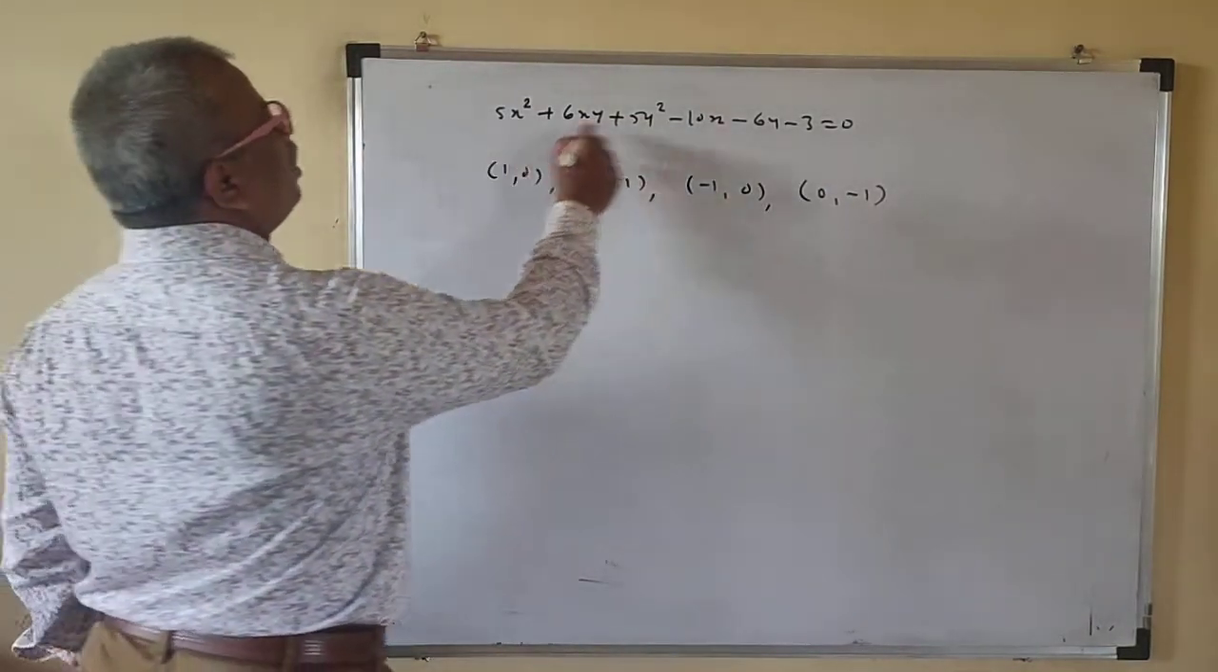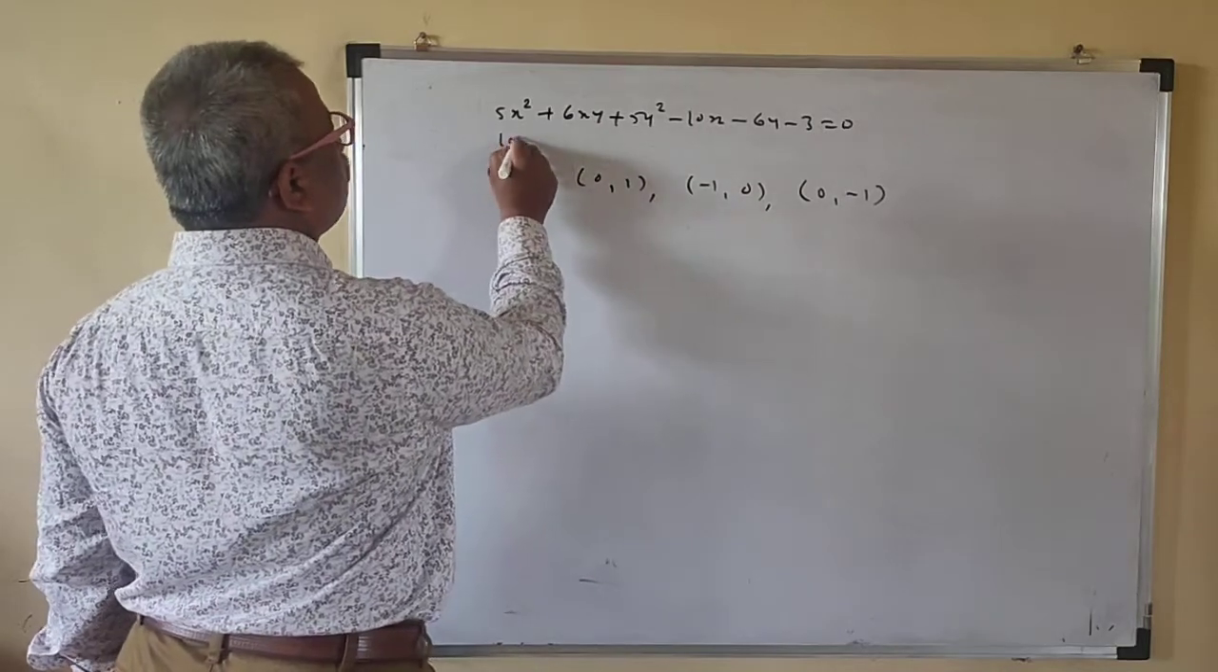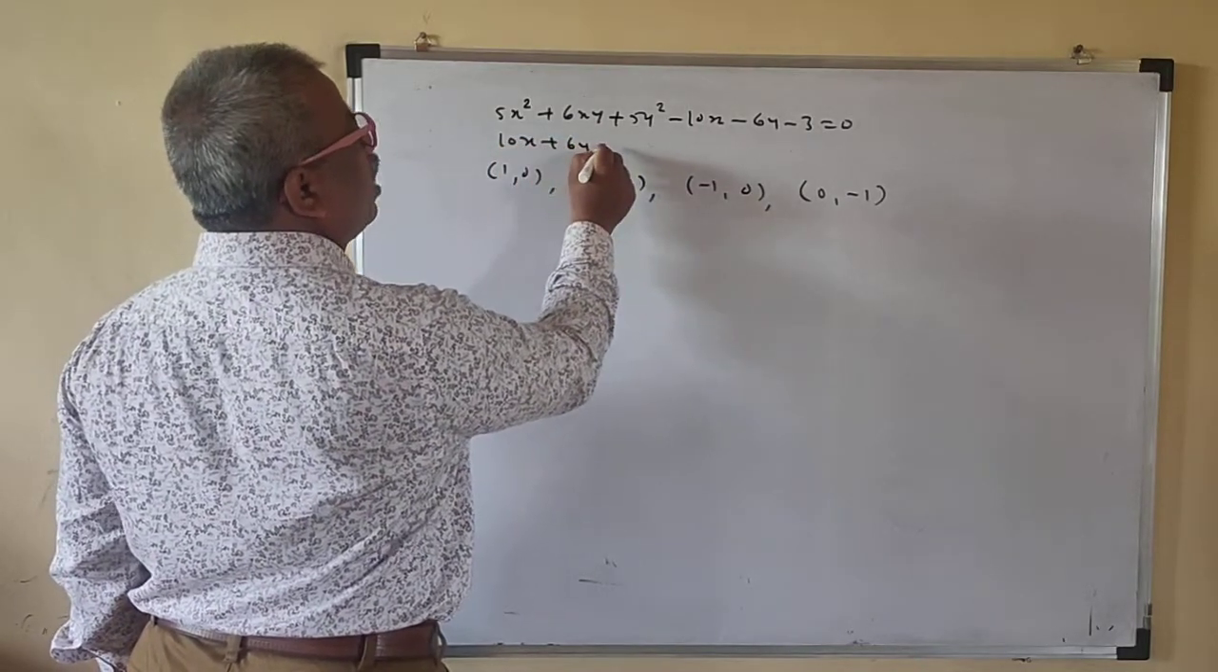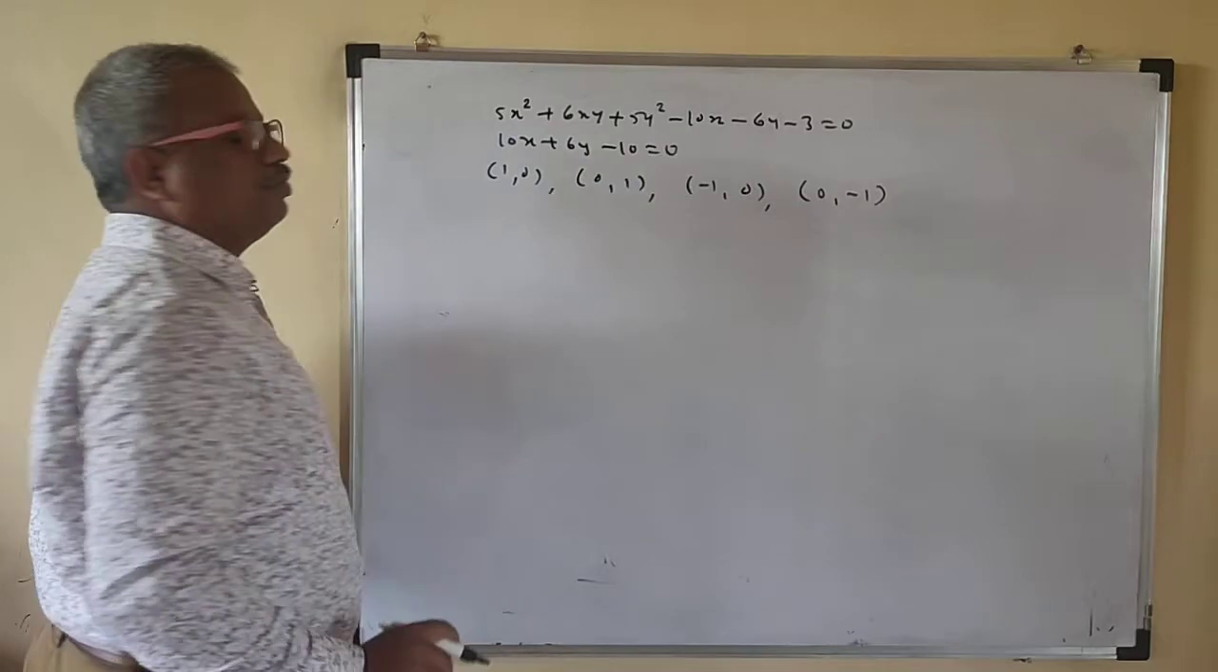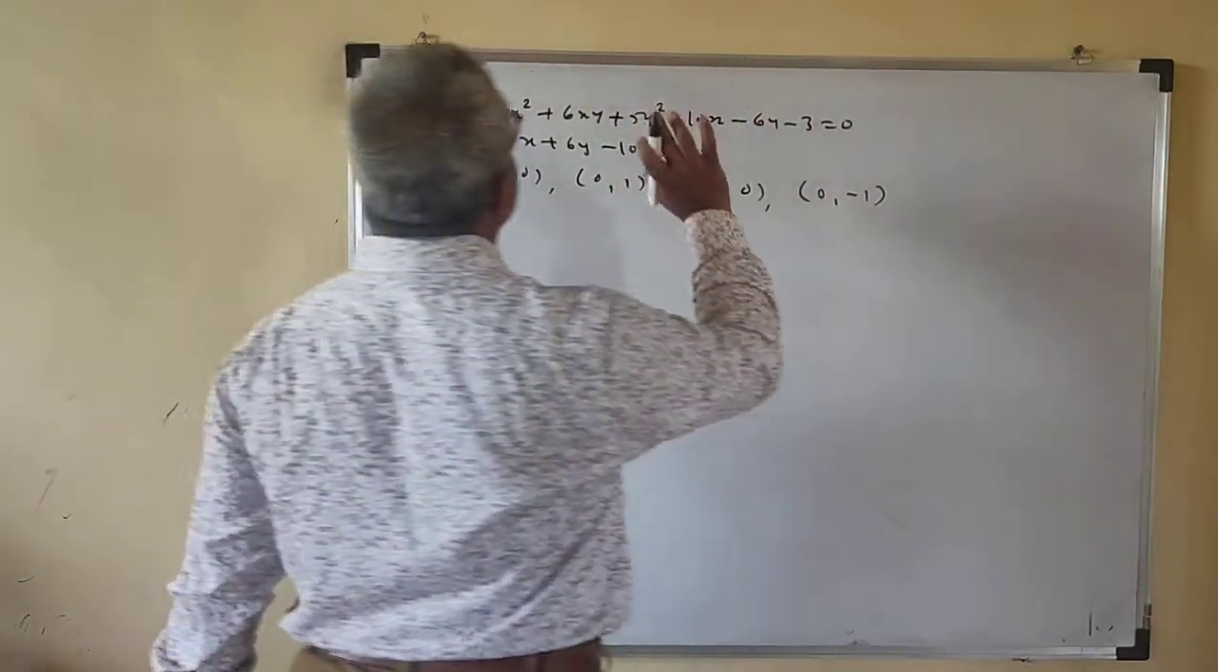Okay, so what do we do? We differentiate this with respect to x. So this is 10x plus 6y minus 10 is equal to 0. Differentiate partially with respect to y now.